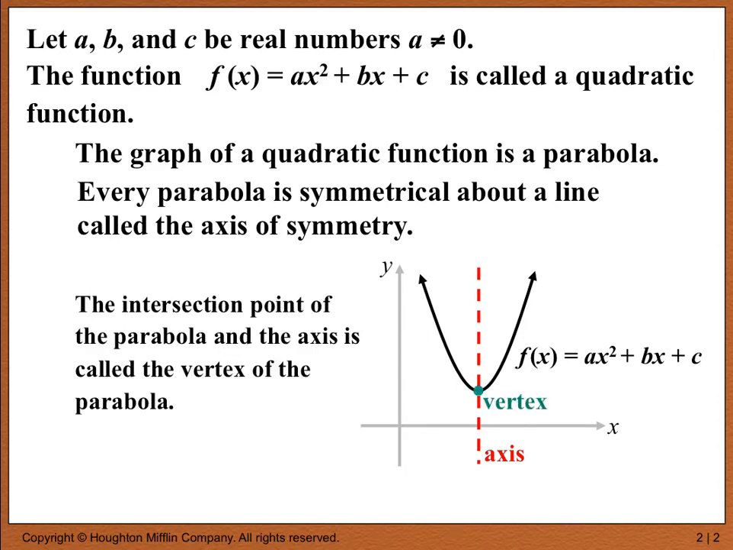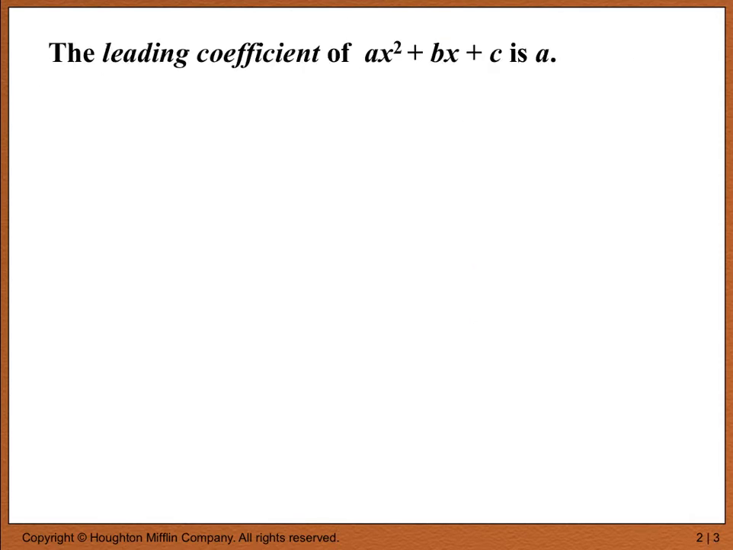The intersection point of the parabola and the axis is called the vertex of the parabola. You can also think of the vertex as the lowest or highest point of a parabola. And again, we did see that in chapter 10, so this is a bit of a review. The leading coefficient of ax squared plus bx plus c is a. All we mean by leading coefficient is the coefficient of the variable with the highest power. Okay, so since our variable here is x and its highest power here is squared, power of 2, well then the leading coefficient is a, because a is the constant in front of x squared. Okay, so that's what we mean by leading coefficient.